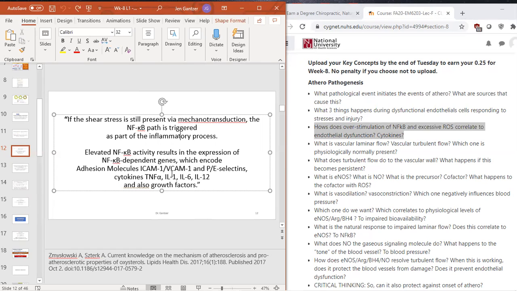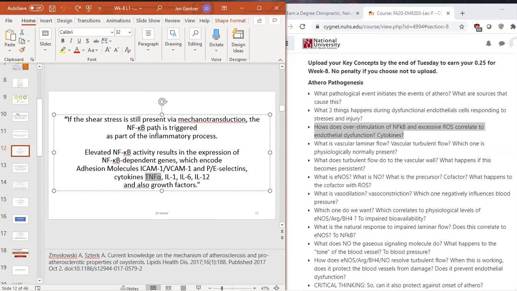So when we have that constant persistent turbulent flow, that activates the mechanotransduction signaling, and then that triggers our nuclear factor kappa B and inflammatory response. When you overstimulate it, you're going to have an overexpression of our adhesion molecules. We'll learn those in a few more slides, our ICAMs, selectins, and we're also going to learn metalloproteinases. And then the nuclear factor kappa B has a direct correlation to overexpression of our pro-inflammatory cytokines, especially interleukin 1, 6, here it says 12, and our tumor necrosis factor, TNF.